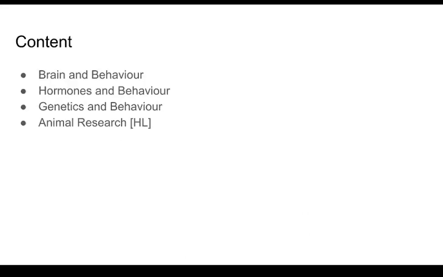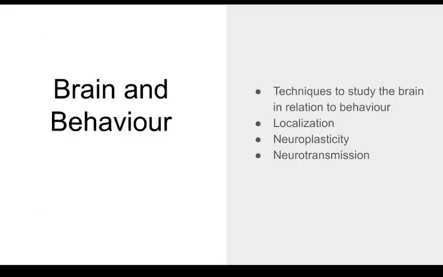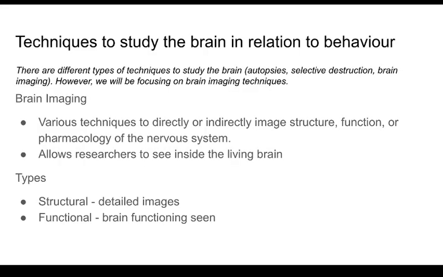All right. So, like you guys know, these are the things we cover: brain and behavior, hormones and behavior, genetics and behavior, and animal research. So we start with techniques to study the brain in relation to behavior.